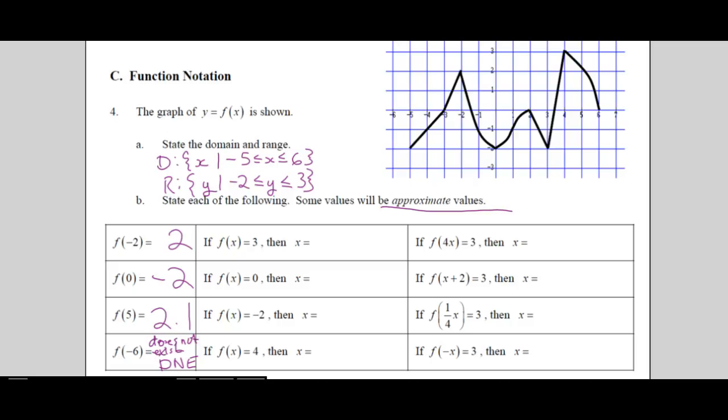If f of x equals 3, then what's x? So what is this now saying? If y is 3, what value of x gives you that? So you're looking along this line, right? You're saying, when y is 3, what's the value of x that gives you that? 4.